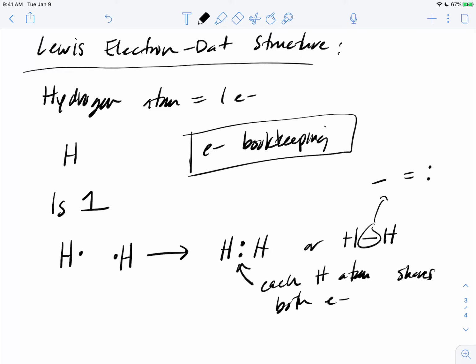So we will use both. We will start off showing these dots, but then we'll move quickly to dashed lines and only use the dots for lone pairs, which we'll talk about next.